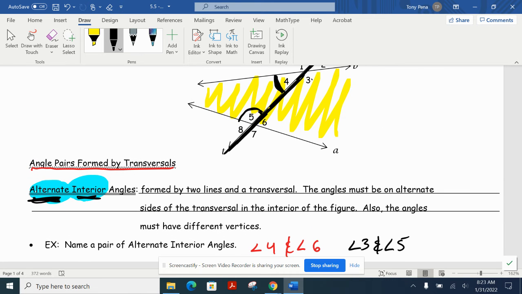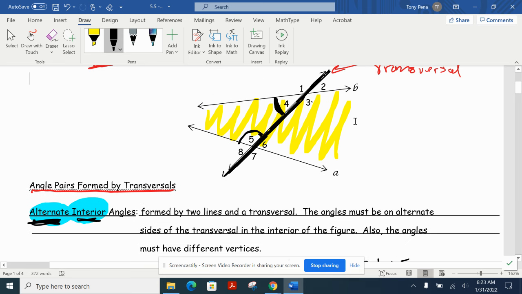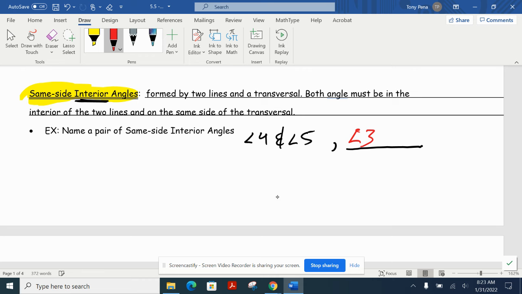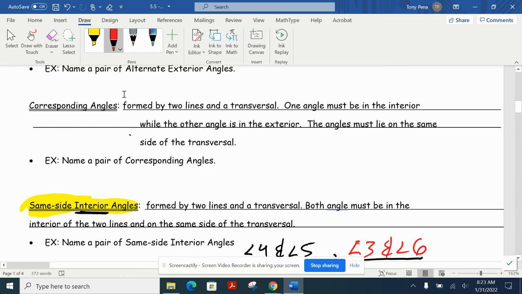Okay, what set are we talking about here? What's our pair? Armando? Good. Angle 3 and angle 6, they're both on the same side of this transversal. They're both inside of the other two lines. So 3 and 6 are the other pair of same side interior angles. Okay. All right. So that's those.